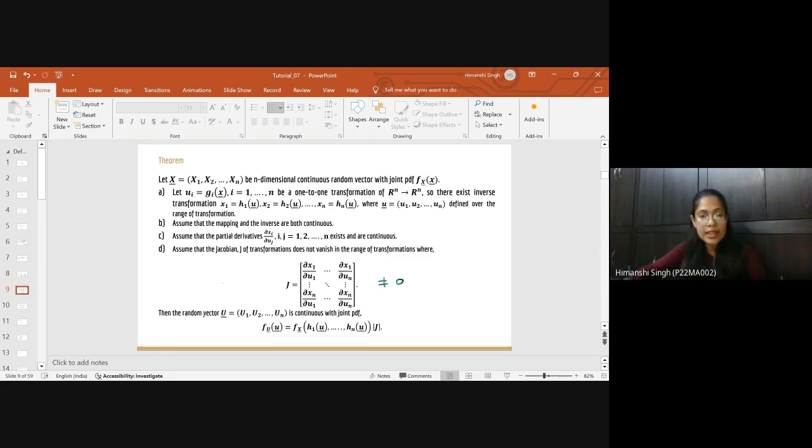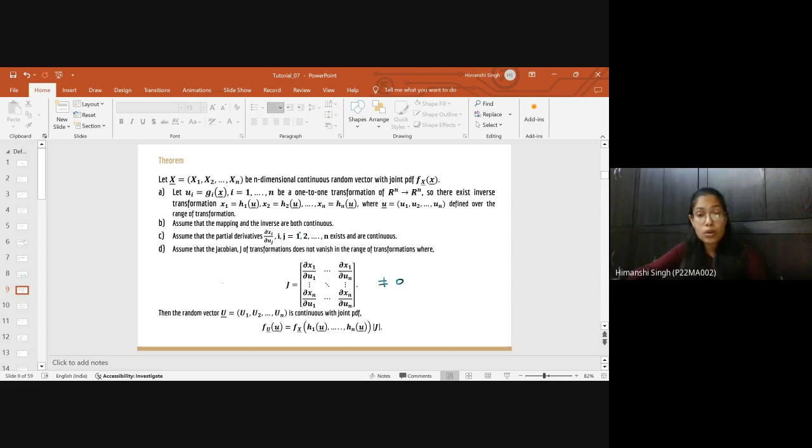Then we will say that the random vector u1, u2, un is again continuous, whose joint PDF is given as f_X of h1(u), up to hn(u), times the modulus value of this Jacobian. So basically, we will find the determinant of this, and we will take the positive value. This will be the PDF of the transformed random variable u bar. So this is the theorem which we will be using to find the PDF of a transformation of a random vector. So this was a basic theorem.